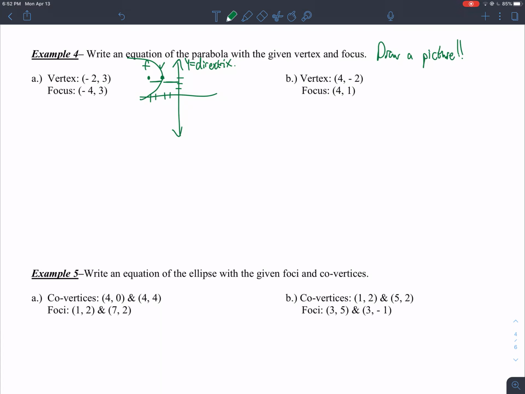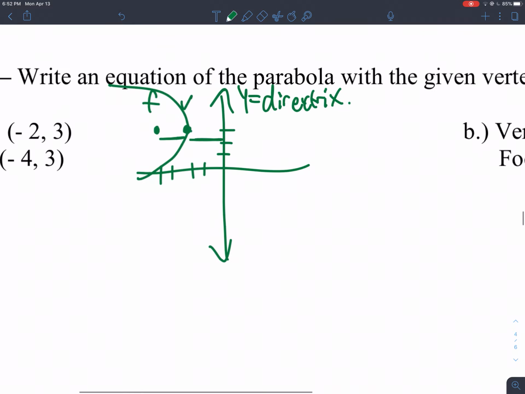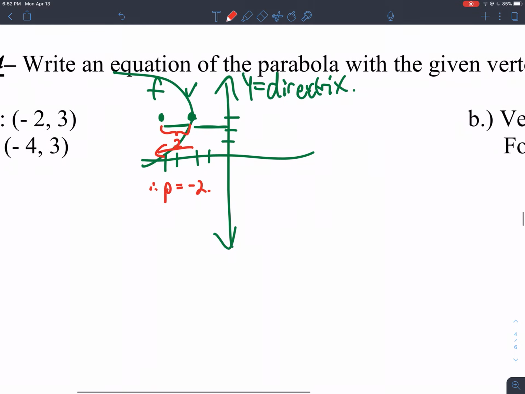Now you can see this algebraically. You can say from the vertex to the focus, I went from negative 2 to negative 4. That means I went left 2, so p is negative 2. You can do it that way too, but I think it's a lot easier to just draw a quick sketch and go, oh, this distance here is 2, and I'm going left from the vertex. That means the parabola opens left, so p is negative 2. Okay, that's very quick to do.